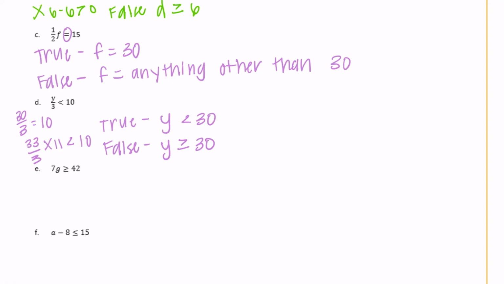But for example, if y was 27, that would be 9 is less than 10.